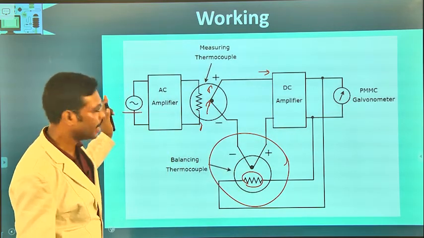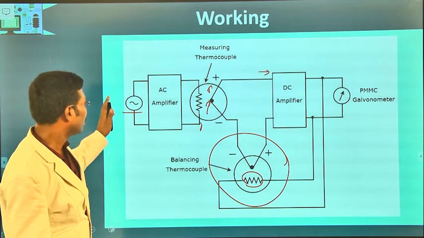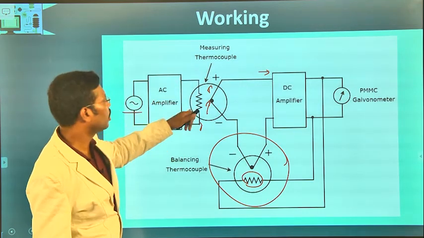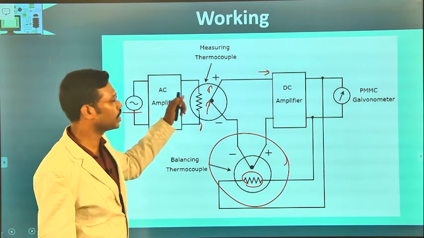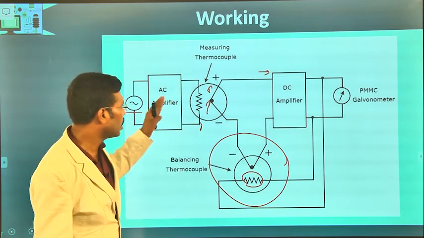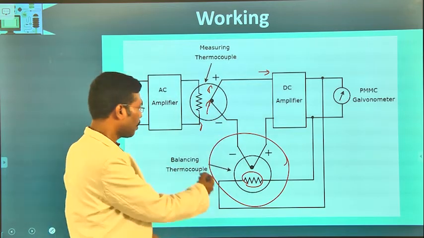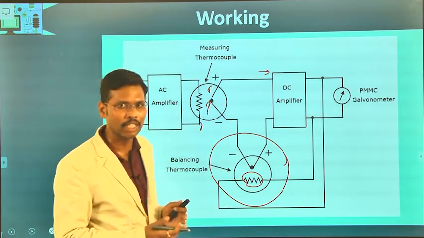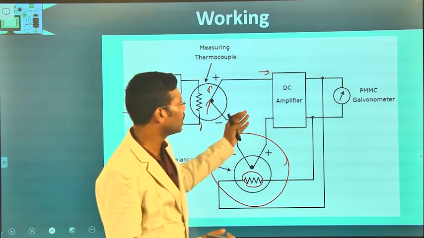But when we start giving an input signal to this equipment, based upon the amount of input signal, the temperature of the measuring thermocouple will be increased, because this input signal is amplified and given to the heating coil of this measuring thermocouple. So, based upon the input signal, the temperature of this heating coil will vary, and accordingly the signal generated by the measuring thermocouple will increase. The balancing thermocouple will be at a normal temperature only. So, there will be a difference between the signals of these two thermocouples, and the difference will generate an error signal, and that error signal is given as input to the amplifier.